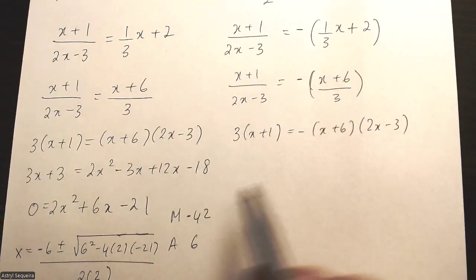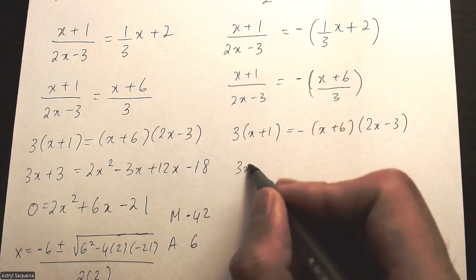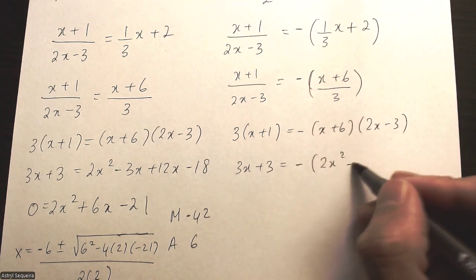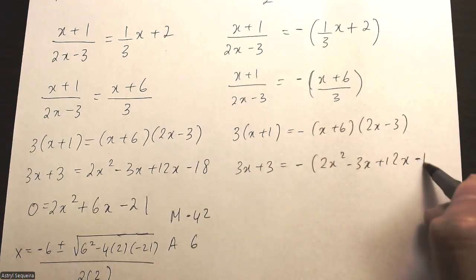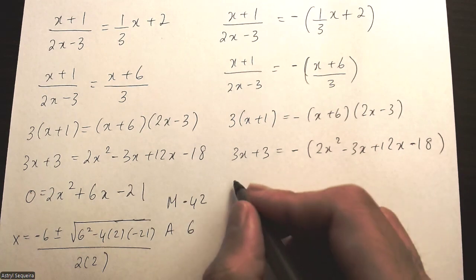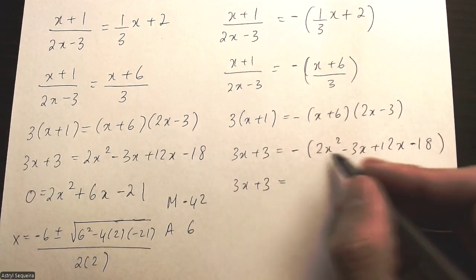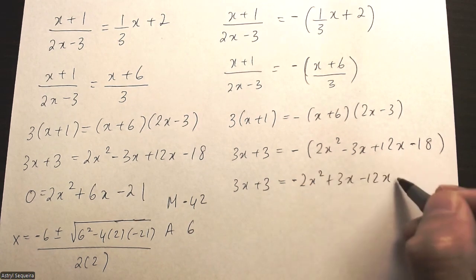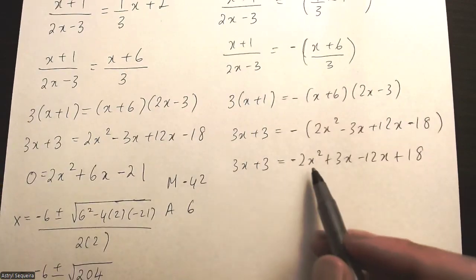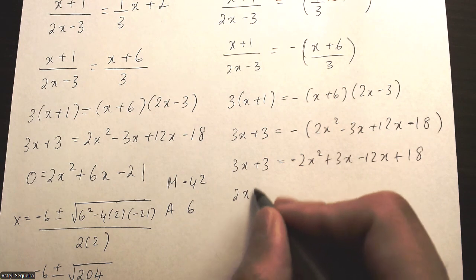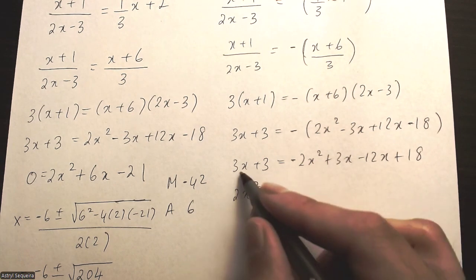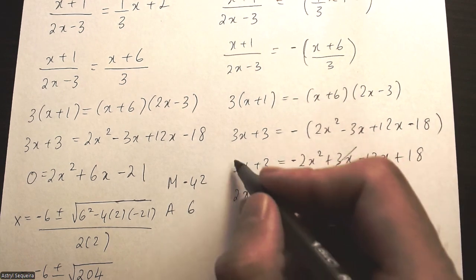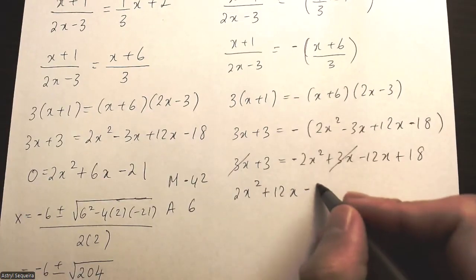So I know this expansion here will be the exact same as that one there. This is 3x plus 3. And then this is just negative, and then 2x squared minus 3x plus 12x minus 18. Then I'll distribute this negative into this function. So 3x plus 3 equals negative 2x squared plus 3x minus 12x plus 18. Then I'll move everything to the left side, so my x squared term is positive. So 2x squared, 3x will cancel, so this will become plus 12x when I move the 12x over. And then 3 minus 18, that's negative 15.